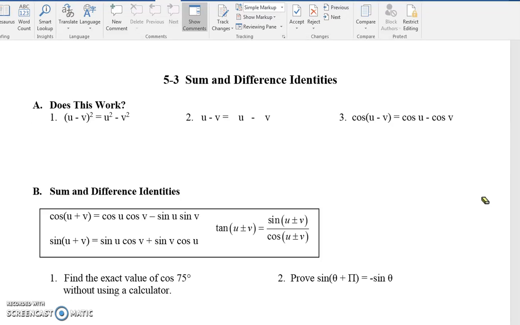So if I had 2 minus 1 and I squared that, is that going to be equivalent to 2 squared minus 1 squared? So if I actually subtract the 2 minus 1, I get 1 squared right here. And over on the right side, I would have 4 minus a 1. And from that, I get 1 equals 3. And we know that is not true, so that means that is not an identity. The original piece, that does not work for all numbers.